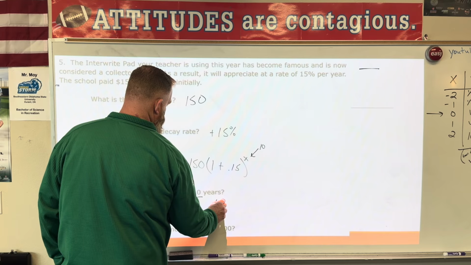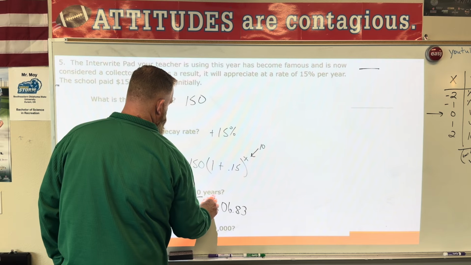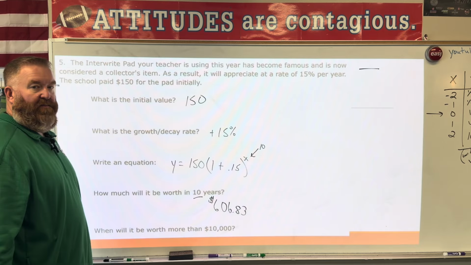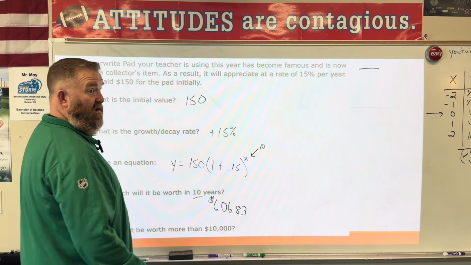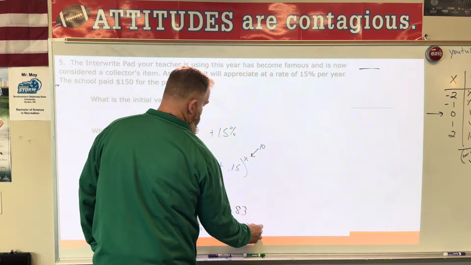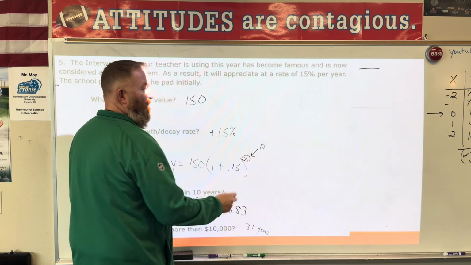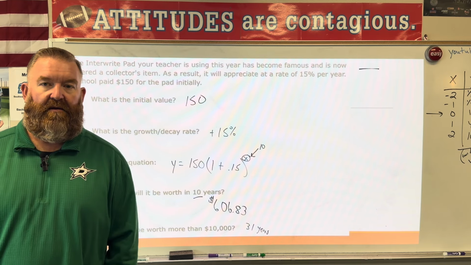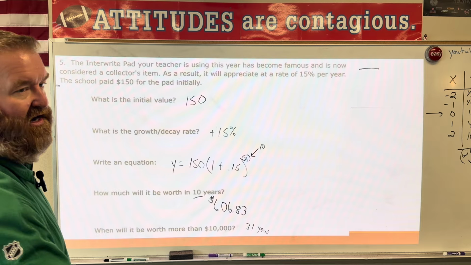Okay, how much is it worth in 10 years? 600 and what? Okay, at what point does it get above $10,000? Does anybody have the table? 31 years. So you can go back to this and change that to 31, and I bet it's over 10,000. Okay. Everybody good? Everybody understand how that's working now?